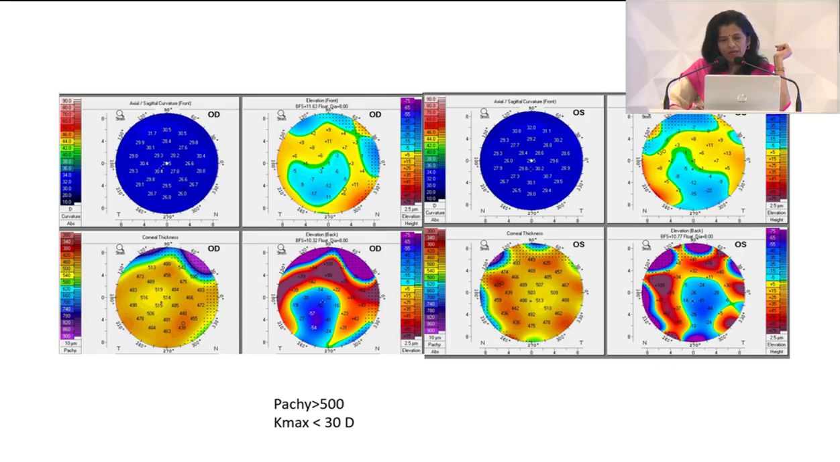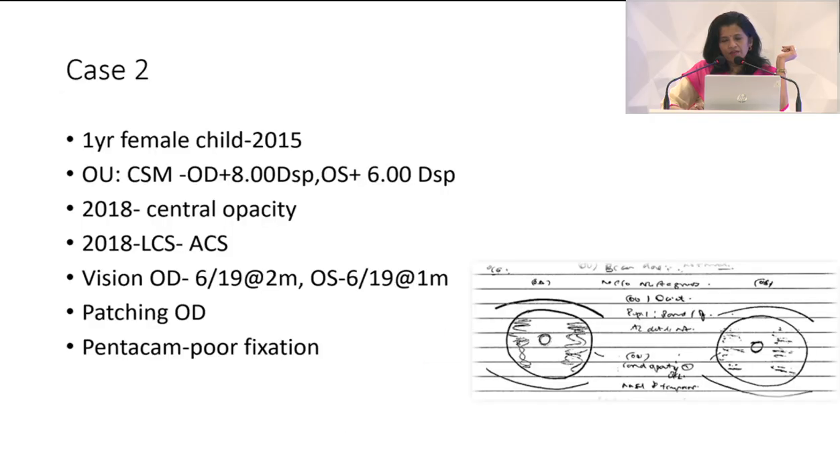We were able to image him and we could see high hyperopia, and the pachymetry was not too thin. It was seen to be around 500.